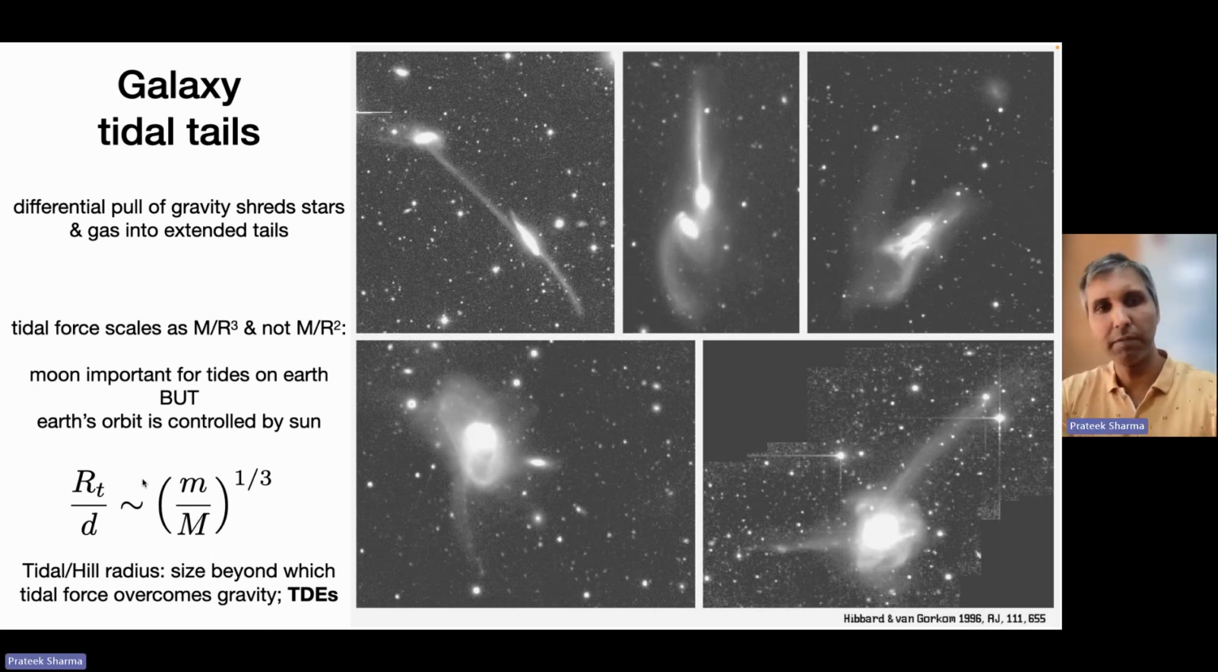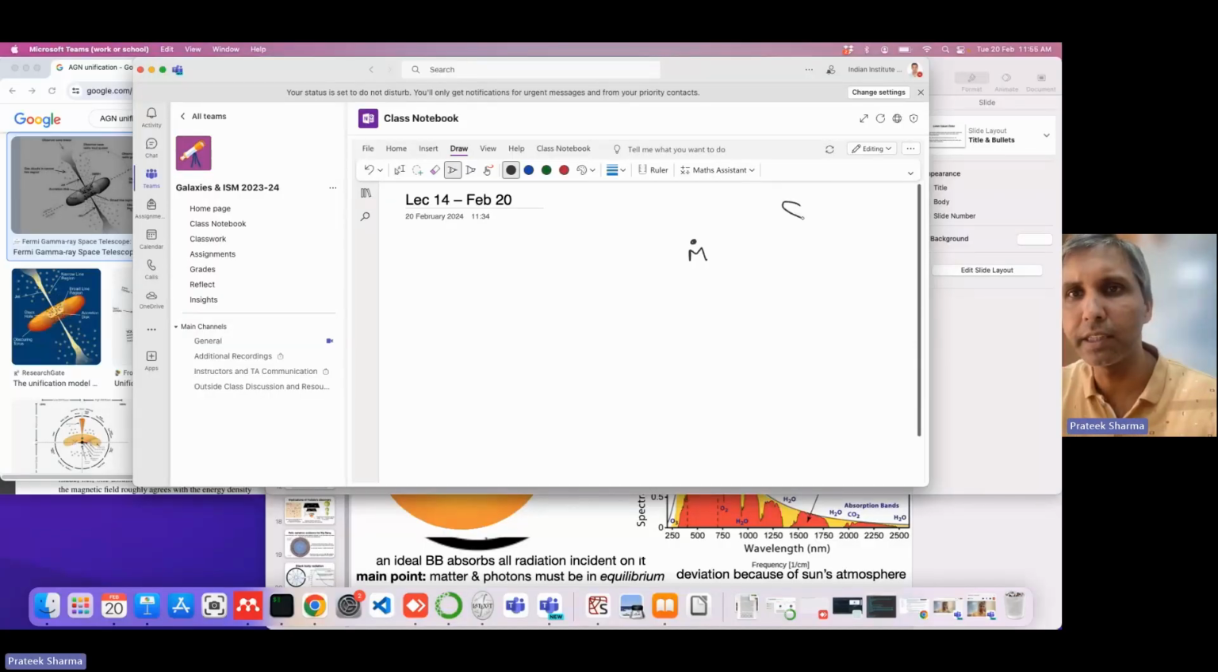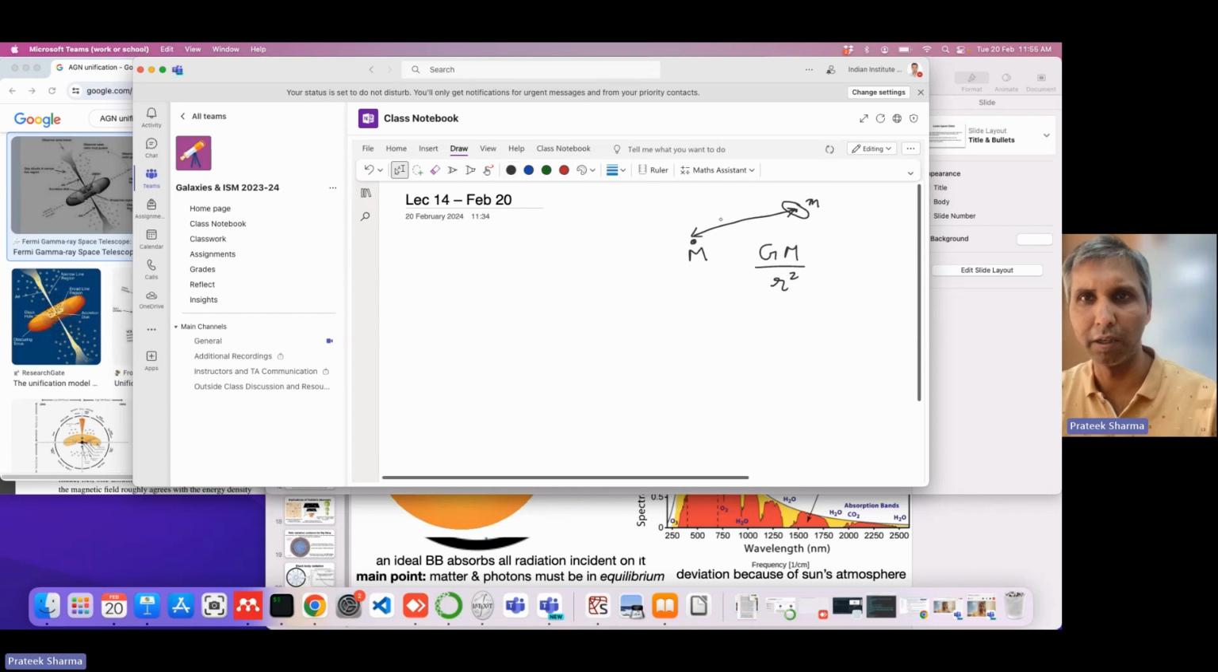So let's consider this extended mass, small m. So this is the center. What's the tidal force acting on this small m due to this capital M? That's just GM by r squared. Let me just call this r. This distance is small r.